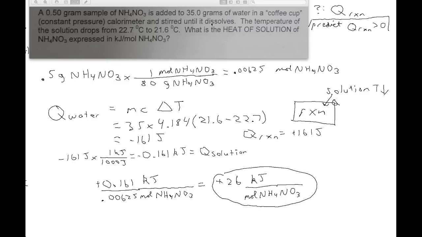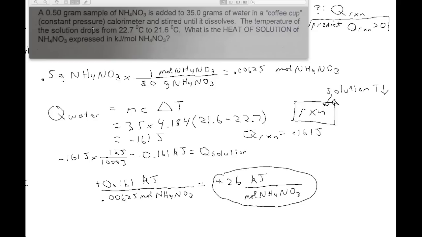This problem didn't give you the specific heat or the heat capacity. What should you do if they don't give you the specific heat or the heat capacity? Well, we know that the solution here mainly consists of water. So it makes sense to say that the specific heat here is the specific heat of water, even though they didn't specifically tell us that.